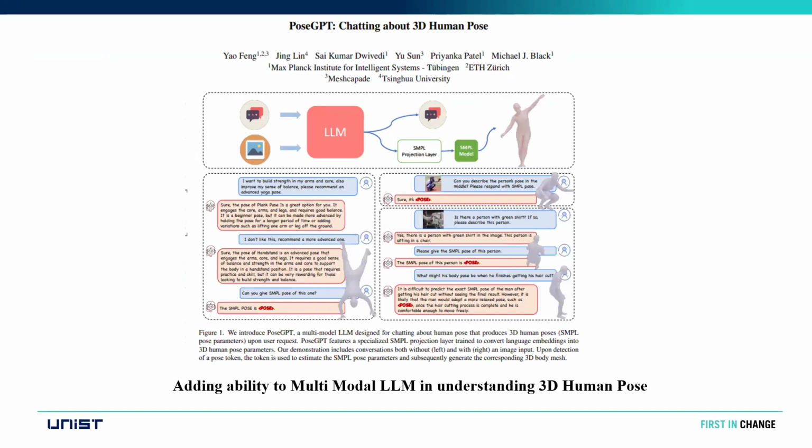PoseGPT is proposed to add the ability to a multimodal large language model to understand human pose from input text or image. PoseGPT embeds a human pose through pose embedding within a large language model to directly generate a human pose from input text or image. So PoseGPT not only simplifies the human pose, but also empowers the large language model in understanding and reasoning about human pose.